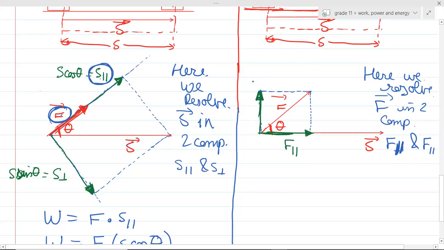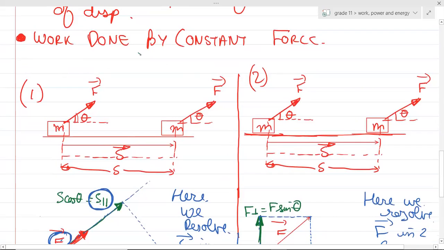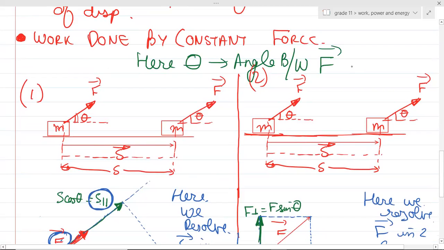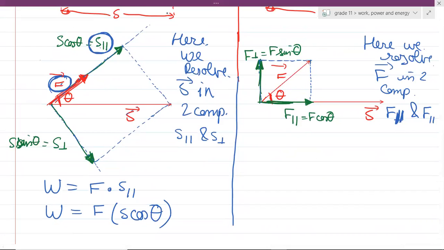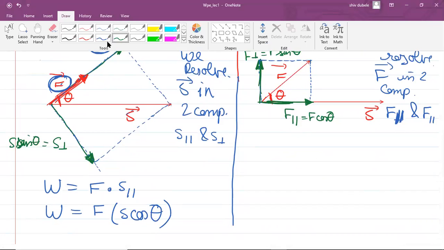This is your F parallel, and this is your F perpendicular. F perpendicular is again F sine theta, and F parallel is basically F cos theta. Guys, are you noting this particular thing? Here in both the cases, theta is basically the angle between the force vector and the displacement vector. So here also, when we find the work, what will be the multiply?